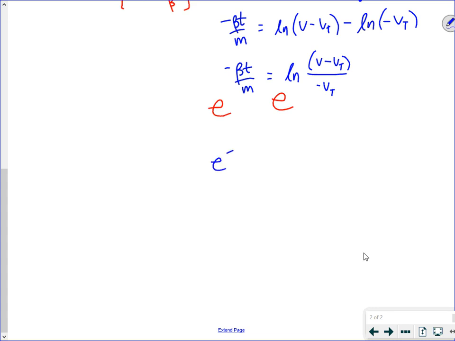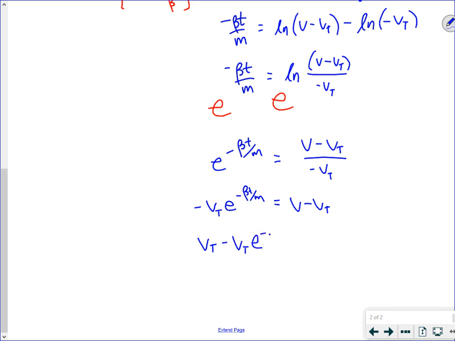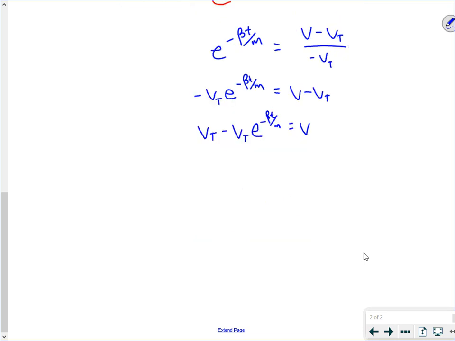So this does yield e to the negative beta t over m, and this yields v minus vt over negative vt. Solving for v, so we multiply both sides by negative vt. We add vt to both sides, we get vt minus vt e to the negative beta t over m. And then we clean up a little bit and end up with our expression for velocity as a function of time, vt, 1 minus e to the negative beta t over m.